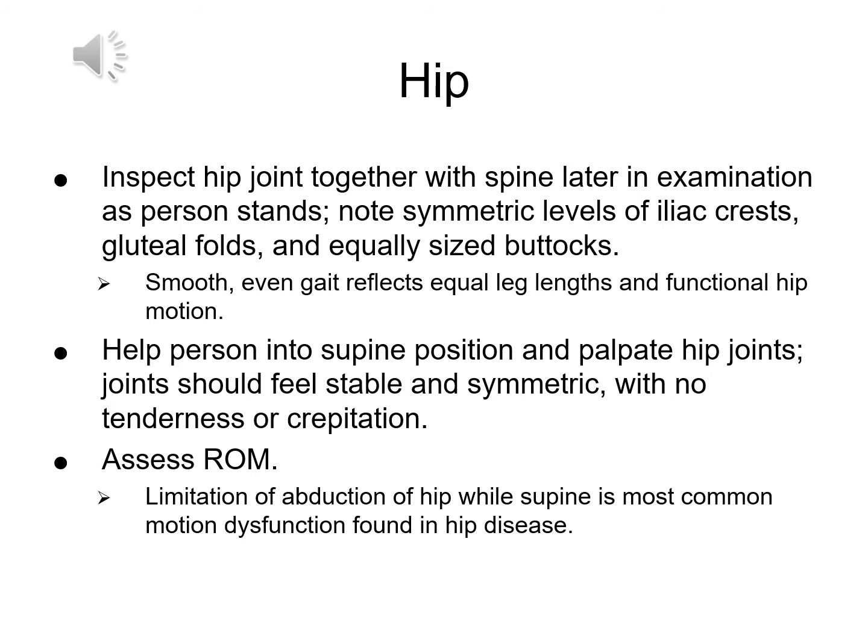Help the person into a supine position, and you're going to palpate the hip joints. They should feel stable and symmetric with no tenderness or crepitations. And then you're going to assess range of motion. So the limitation of abduction of the hip while supine is the most common motion dysfunction found in hip disease. So that's pretty important to remember as you're assessing your patients.